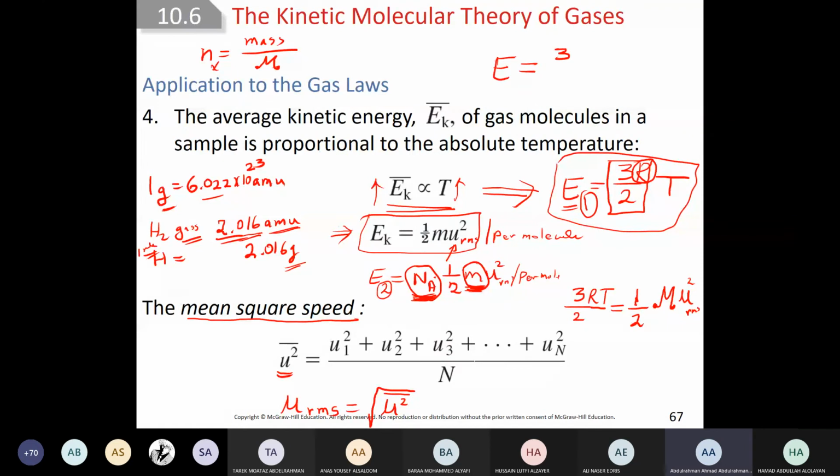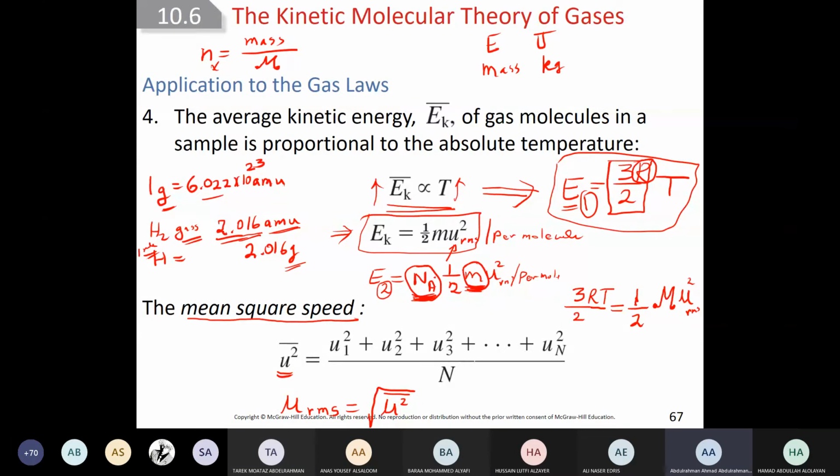Okay, now let me ask you another very important question: what's the SI unit for energy? Joule. Okay, what's the unit for mass in SI units? Kilogram.